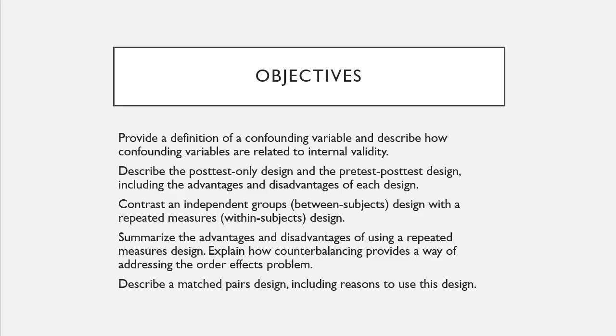We're going to talk about the post-test only design and the pre-test post-test design, including some of the advantages and disadvantages. We're going to contrast independent groups and repeated measures designs. We're going to take a look at the advantages and disadvantages of repeated measures design and explain how counterbalancing can address the order effect problem. And then we're also going to briefly describe the matched pair design when we have people that have certain characteristics that can be grouped together. So we're going to take a look at all those things here in this lecture. Let's jump right into confounding variables and internal validity.